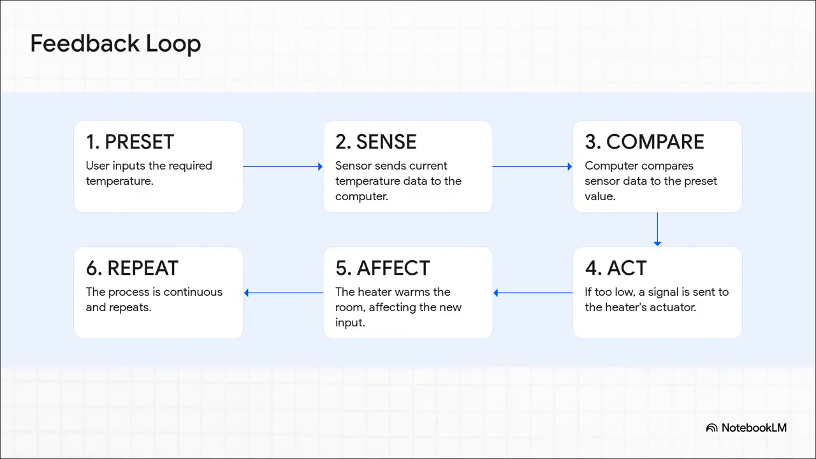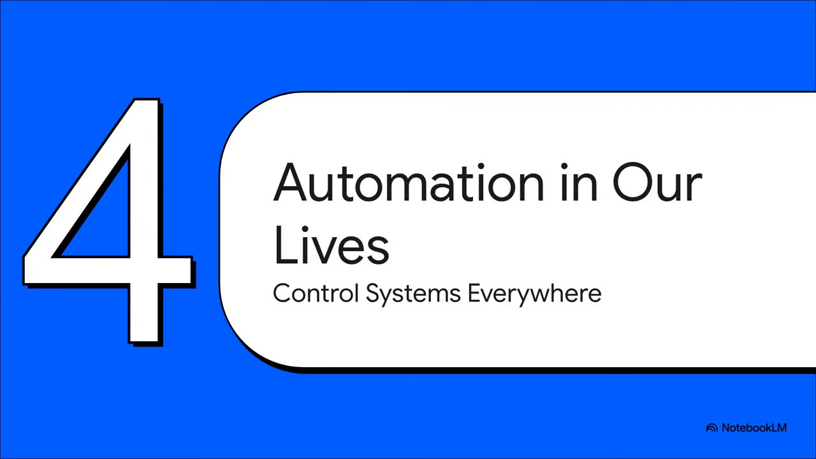This automated greenhouse is the perfect way to see it in action. So you tell the system, I want it to be 22 degrees in here. That's the preset value. Then a sensor reads the air and says, hey, it's only 19 degrees. The computer compares those two numbers and goes, nope, that's too cold. So it acts. It sends a signal to an actuator, in this case the heater, to turn on. The heater does its job, the room warms up, and the sensor reports the new, higher temperature back to the computer, starting the entire loop all over again. It's this constant, self-correcting process.